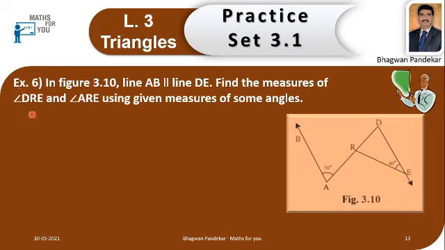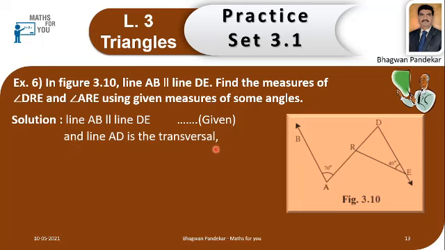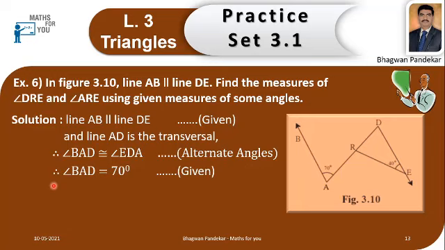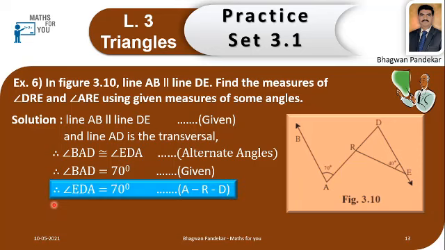Example number 6. Alongside in figure 3.10, line AB parallel line DE, find the measures of angle DRE and angle ARE using given measures of the some angles. Observing this figure, we can write the solution. Line AB parallel line DE, given information, and line AD is the transversal. Therefore angle BAD congruent angle EDA. Reason is alternate angles. Therefore angle BAD is equal to 70 degree, given information in the figure. Therefore angle EDA is equal to 70 degree.